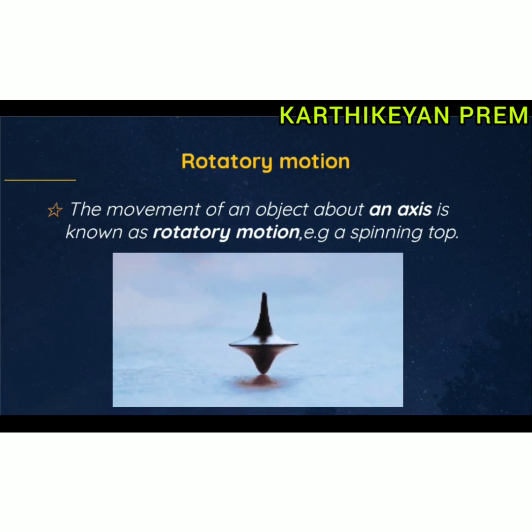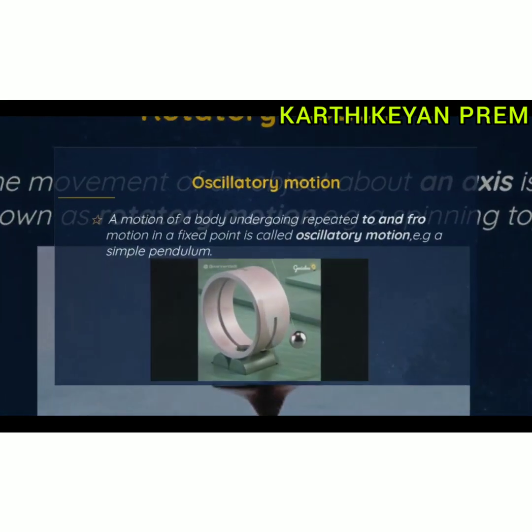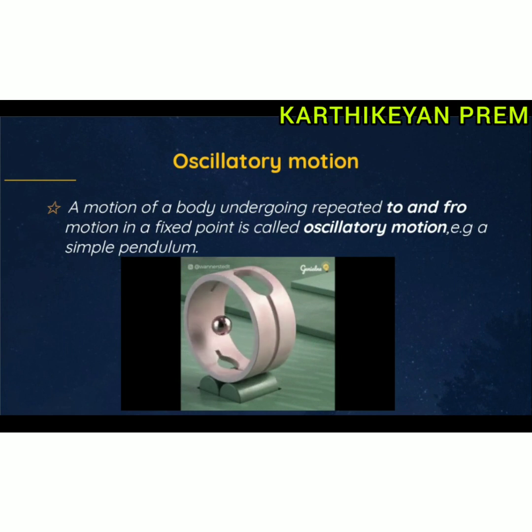Rotatory motion: the movement of an object about an axis is known as rotatory motion. Example, a spinning top. Oscillatory motion: a motion of a body undergoing repeated to and fro motion about a fixed point is called oscillatory motion. Example, a simple pendulum.